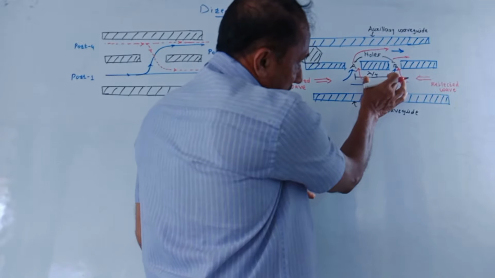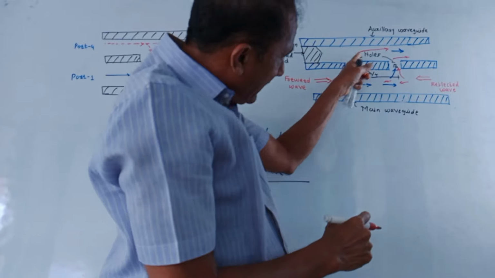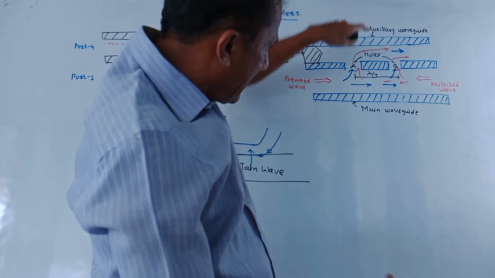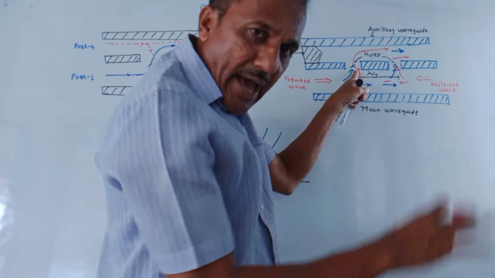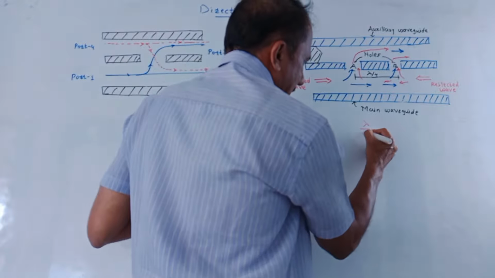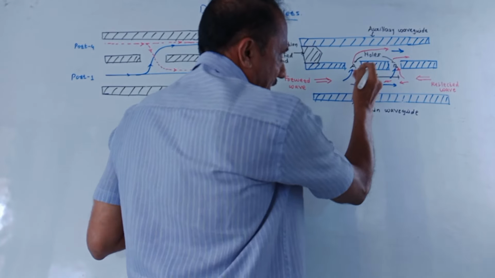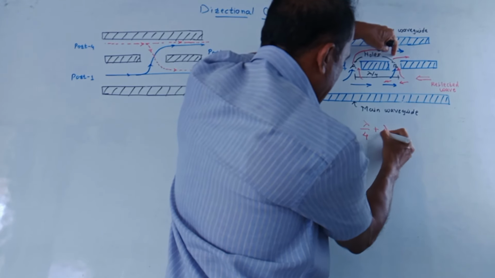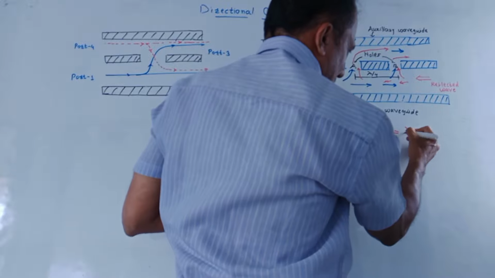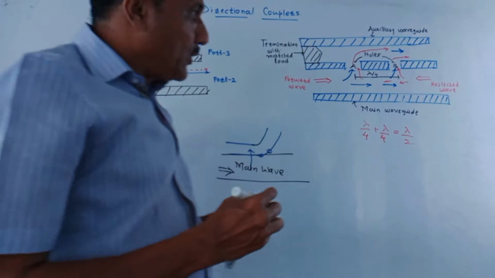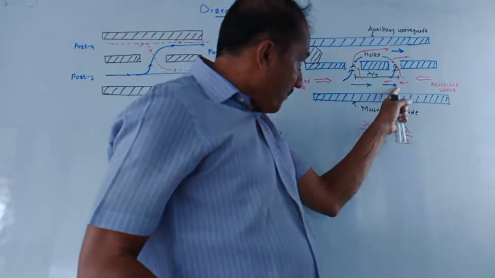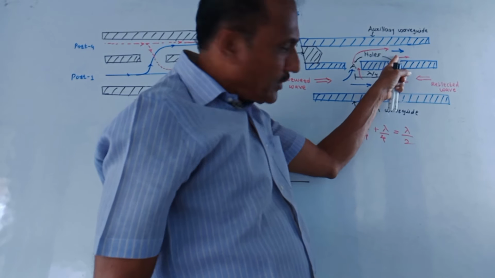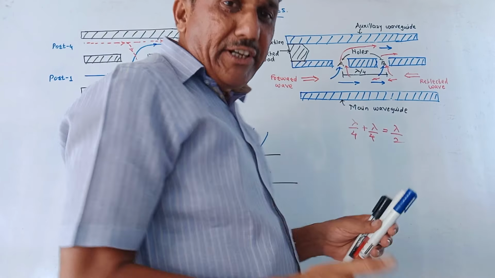But this distance is lambda by 4, and when these two waves are getting combined, then we can easily say the wave passing through hole A has to travel a distance lambda by 4 from this point to this point. Again from this point to this point, again additional distance is lambda by 2. So total distance becomes lambda by 2. That means the wave entering through hole A and reaching up to this point, point B, is 180-degree phase shifted.